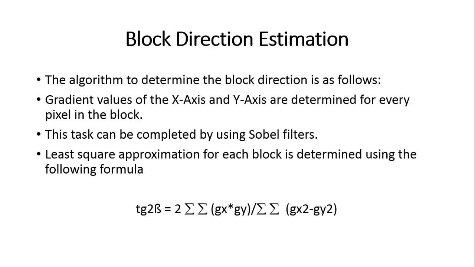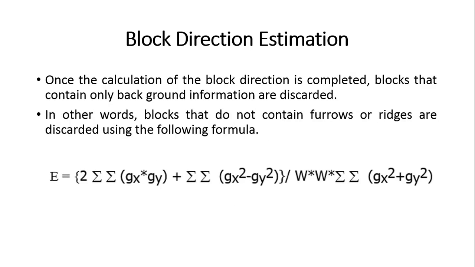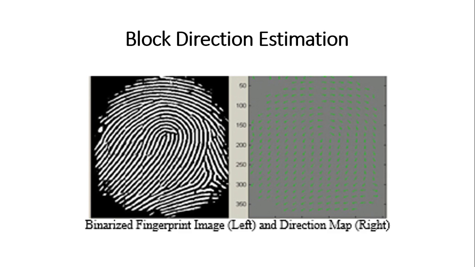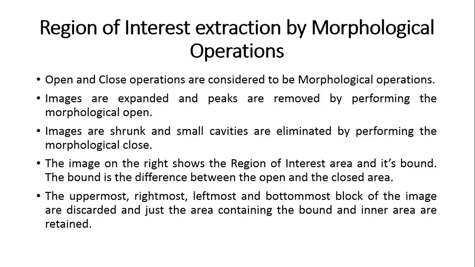The x-axis and the y-axis gradients are determined for every pixel in the block. The task is completed using Sobel filters. The formula for this is given here. Once the calculation of block direction is completed, blocks that contain only background information are discarded. The formula for discarding is provided here. Images before and after block direction estimation are shown here.